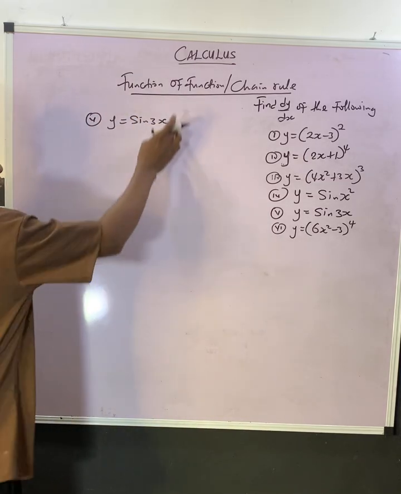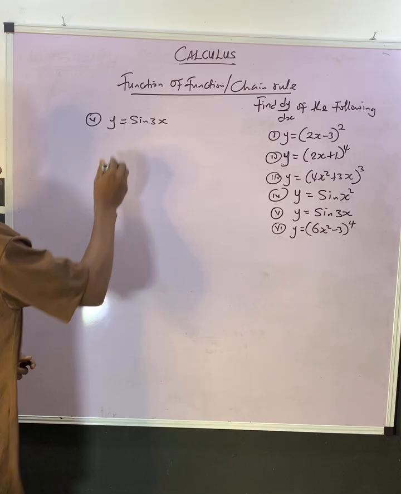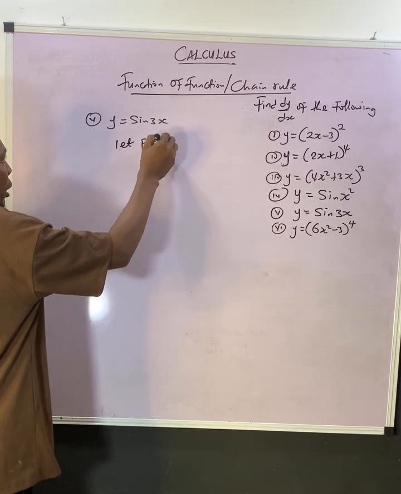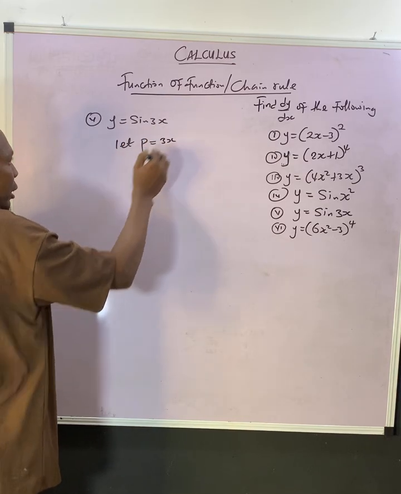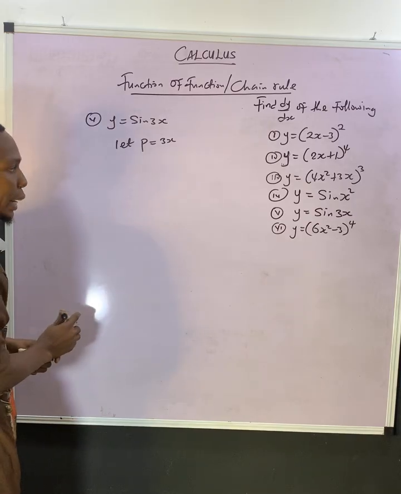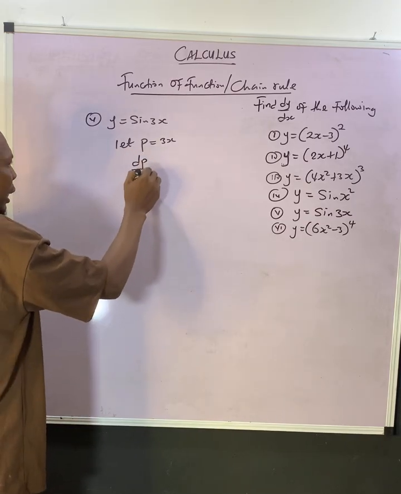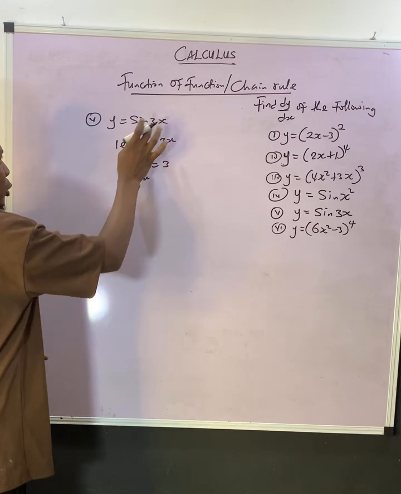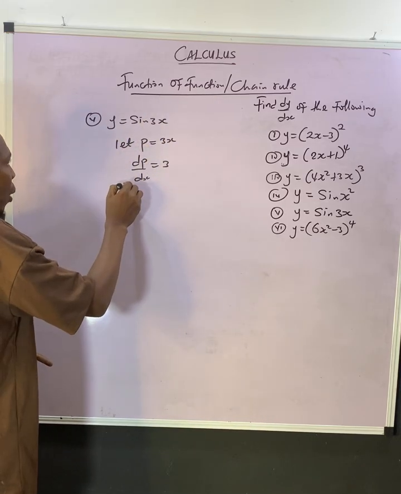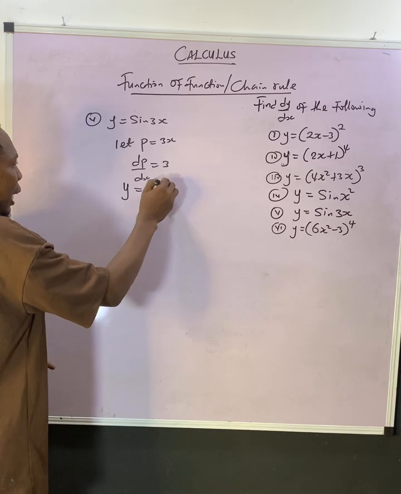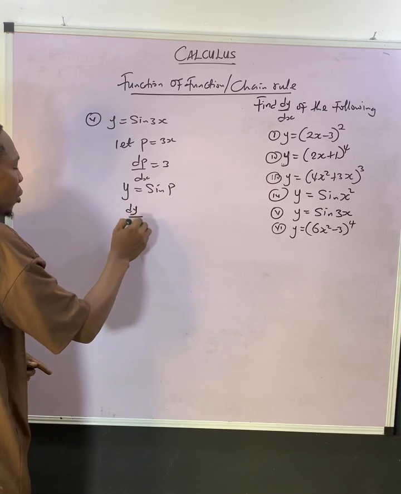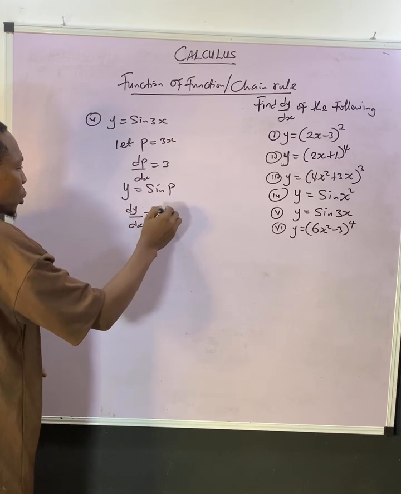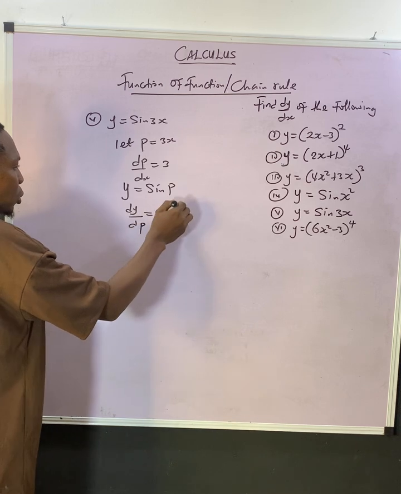So you can assign a variable to that. You can say let p equal 3x. So differentiate p with respect to x. So our dp/dx is written as 3. Then you rewrite the question in terms of p. So we have y equals sine p. So dy/dp is equal to cos p.